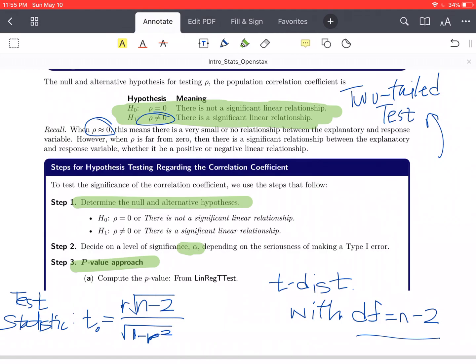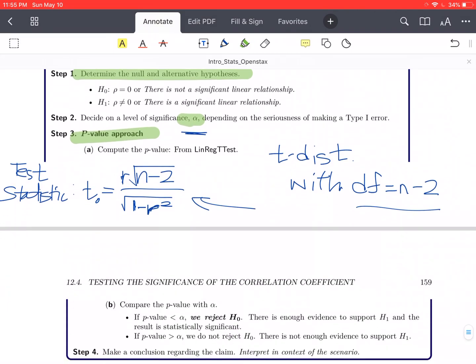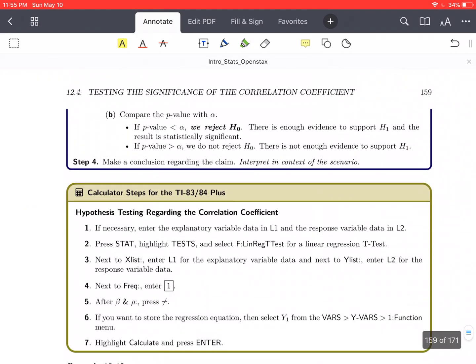Alright, so that's the formula we're going to use to determine the test statistic. And then we're going to run our hypothesis test the same way we always do. So we get our alpha value, we compare it to the p-value corresponding to this test statistic. And if the p-value is smaller, we reject the null hypothesis. If the p-value is bigger, then we do not reject. Okay, that's kind of what it says right there.